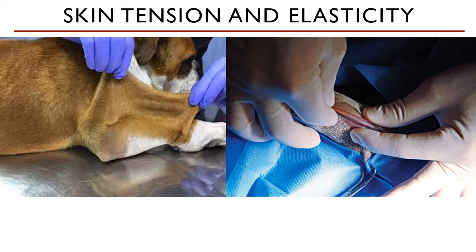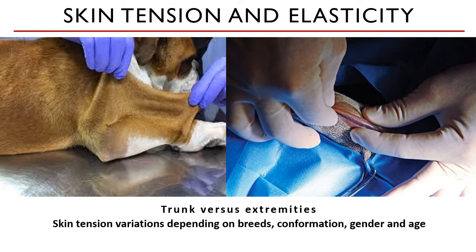One is location. The skin on the trunk of a dog and a cat is more elastic and loose as compared to the skin on the limbs. If you have a dog or a cat at home, try observing this characteristic. Pinch the skin on the trunk and the skin on the forearm and see which one is easier to raise from the body. Of course, skin tension would also depend on the breed.